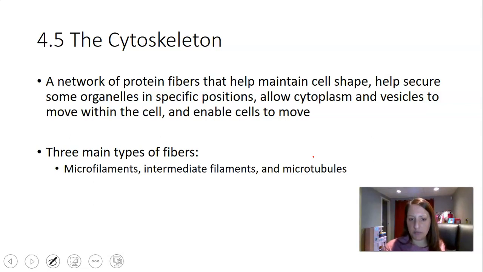Next up is the cytoskeleton. When you think of the cytoskeleton, I want you to think internal skeleton or internal network of protein fibers that help to maintain cell shape, just like your skeleton helps to maintain your body shape. Okay? Helps to hold you up, it's structural support. It's the same idea here with the cytoskeleton.